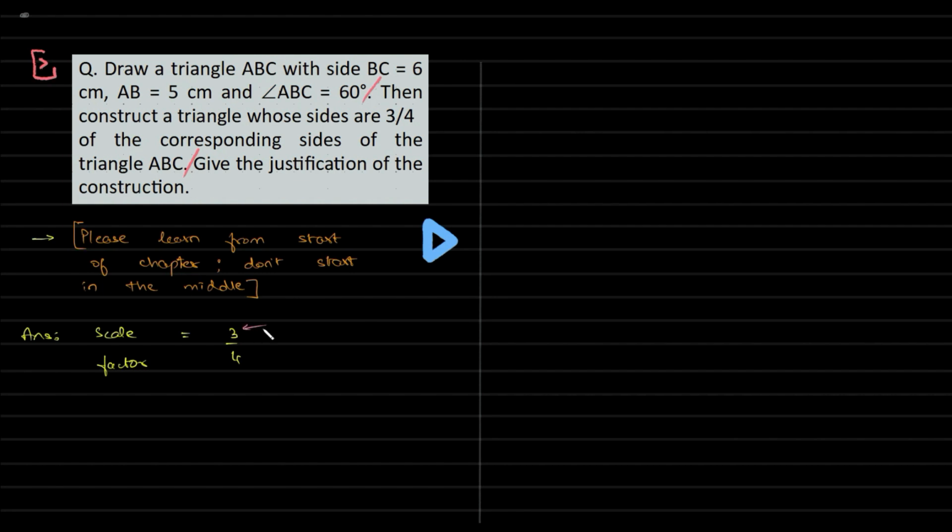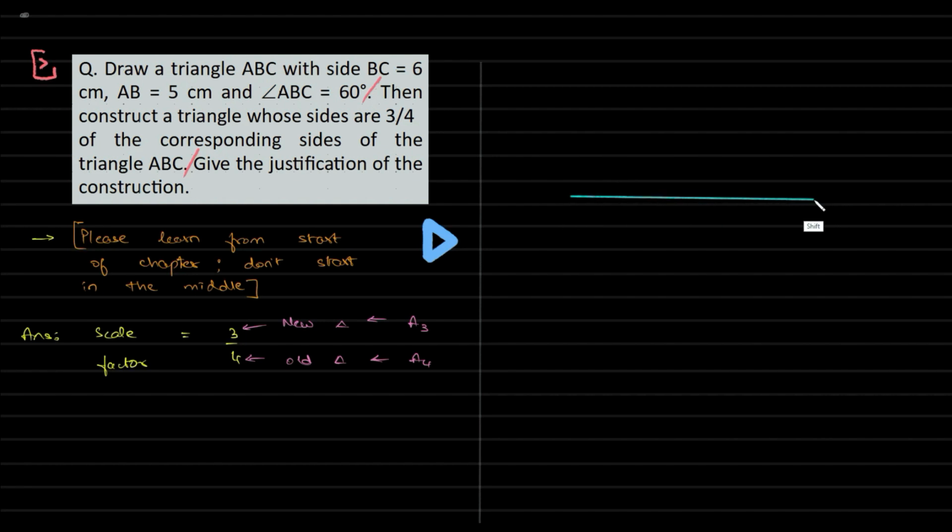So the 3 indicates the new triangle is smaller than the old triangle, and this is A3 and this is A4. That would be your construction. So we have, the first thing is to draw the triangle itself.